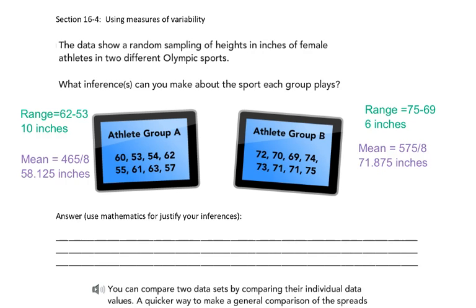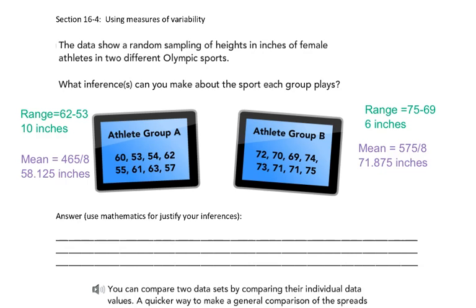Okay, so you should compare your answers to mine. So the athletes in Group A, their range was 10 inches, and the mean was 58.125 inches. The athletes in Group B, the range was 6 inches, so that means they're all closer to the same height, and the mean height was 71.875 inches. So if you compare the two groups, what inference can you make about the sport that each group plays? Keep in mind that these are female athletes in two different Olympic sports.